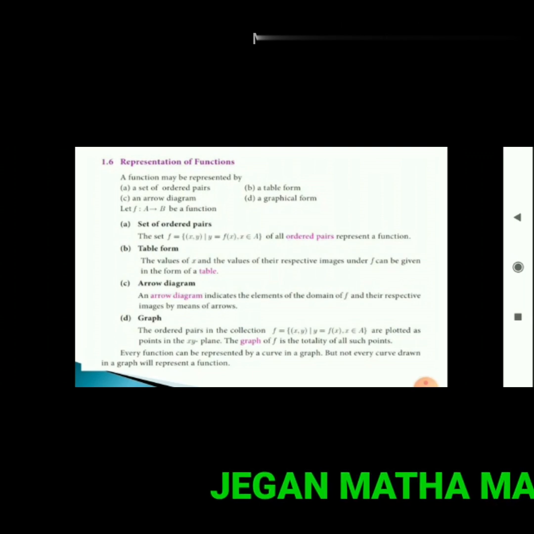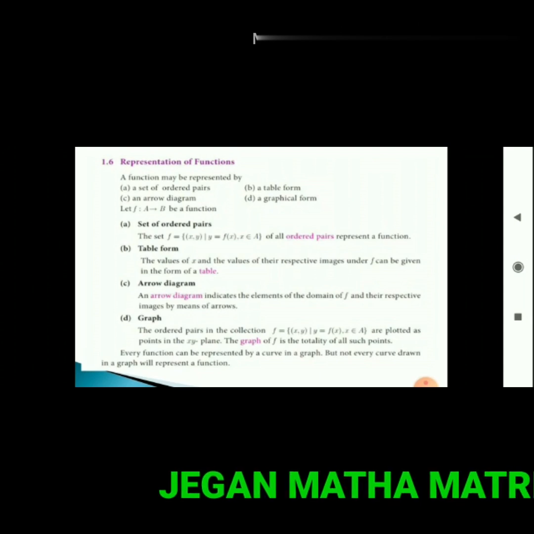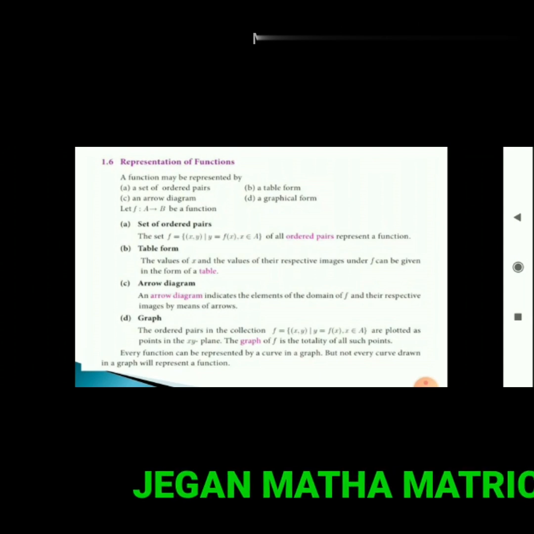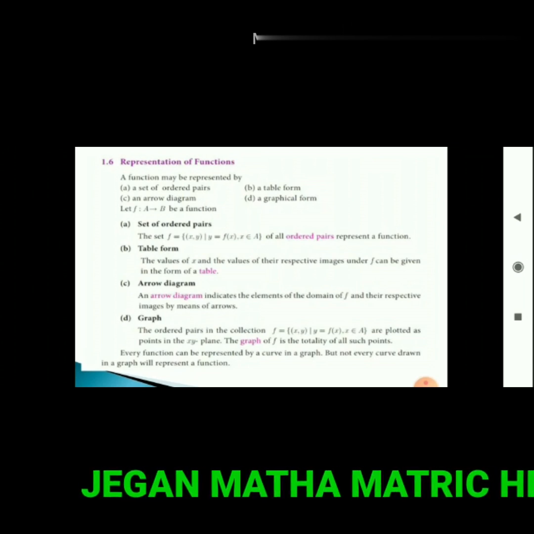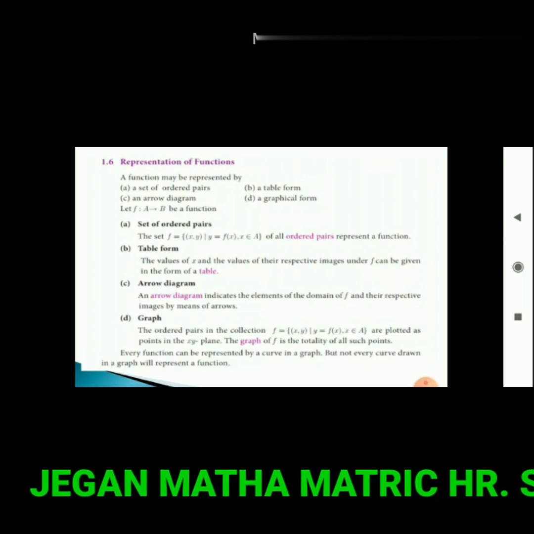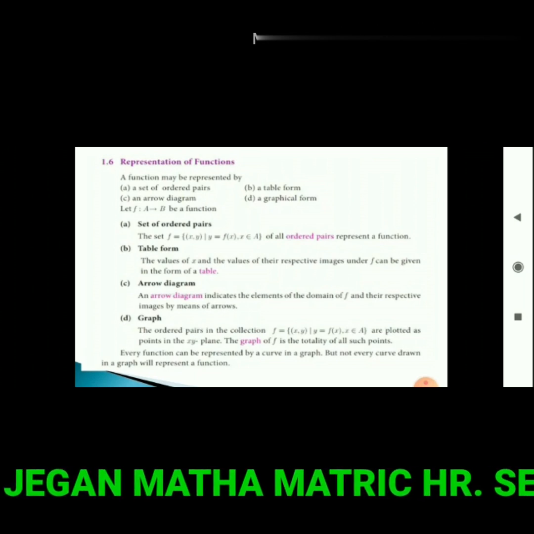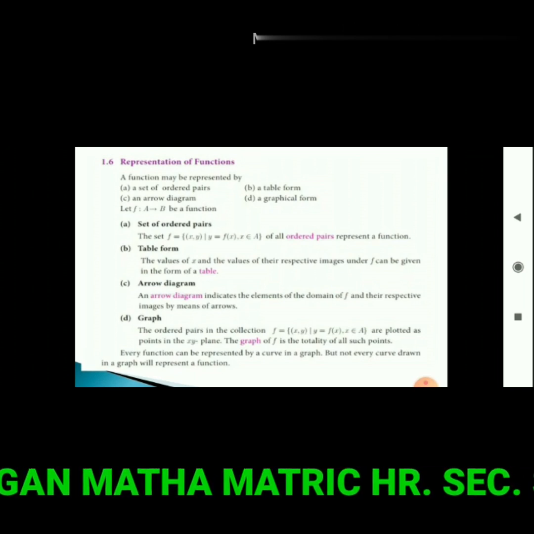Let f: A to B be a function. A set of ordered pairs: the set f is equal to {(x, y) : y = f(x), x belongs to A} of all ordered pairs represents a function. In table form, the values of x and the values of the respective images under f can be given in the form of a table.